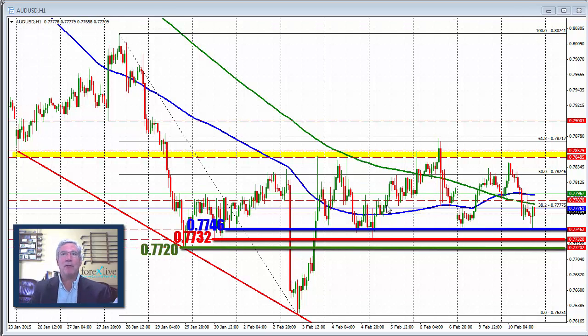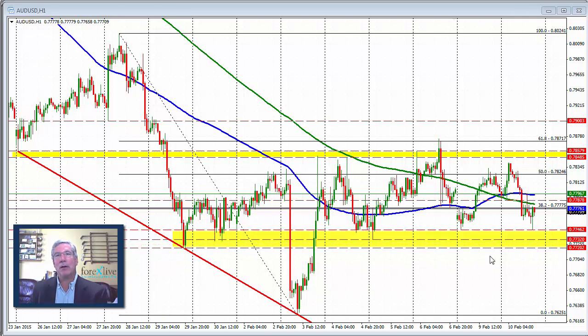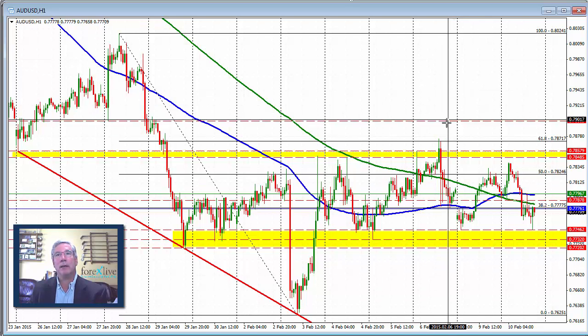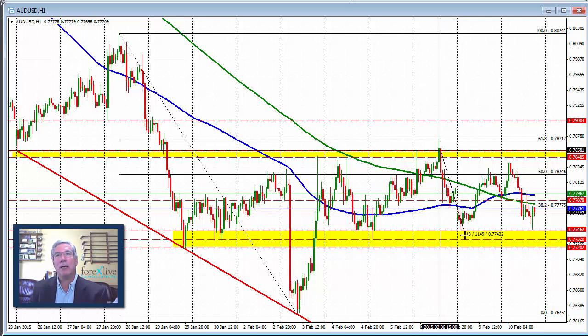So we have defined a ceiling area and a floor area, and that range is not all that huge. If we were to measure the distance from this high down to this low, it's about 139 pips. It's about 128 pips to that level, and about 113 pips. Not a lot of range there, but certainly up and down activity in the pair.